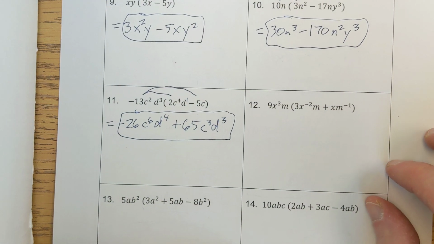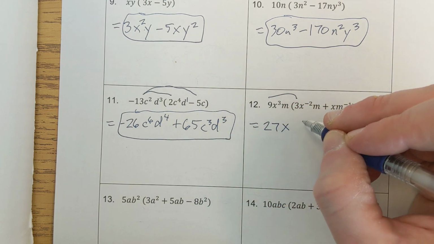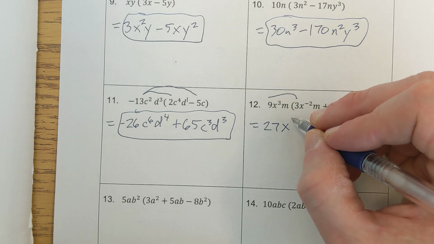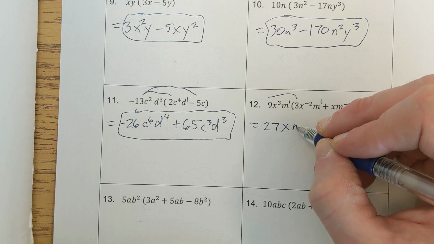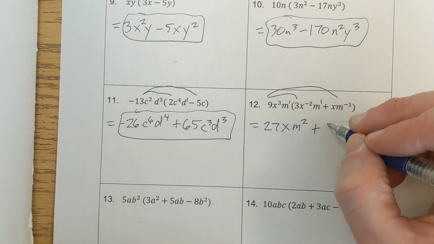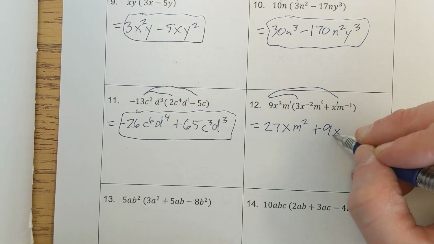All right, number 12, we get 27 x. Now, we've got a negative exponent, so 3 plus a negative 2, we actually get x to the first. And then m, we got 1 and 1, so m squared. And then we go here, we're going to have plus 9. We got x, we got 3 and 1, so x to the fourth.